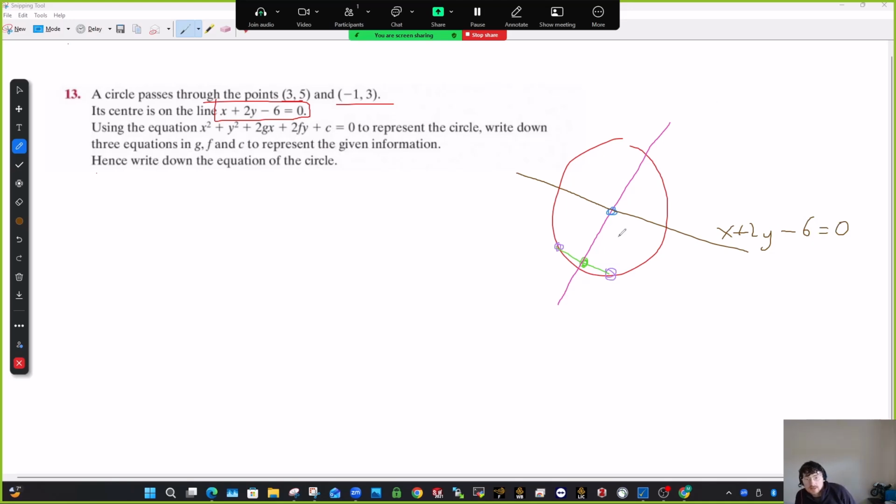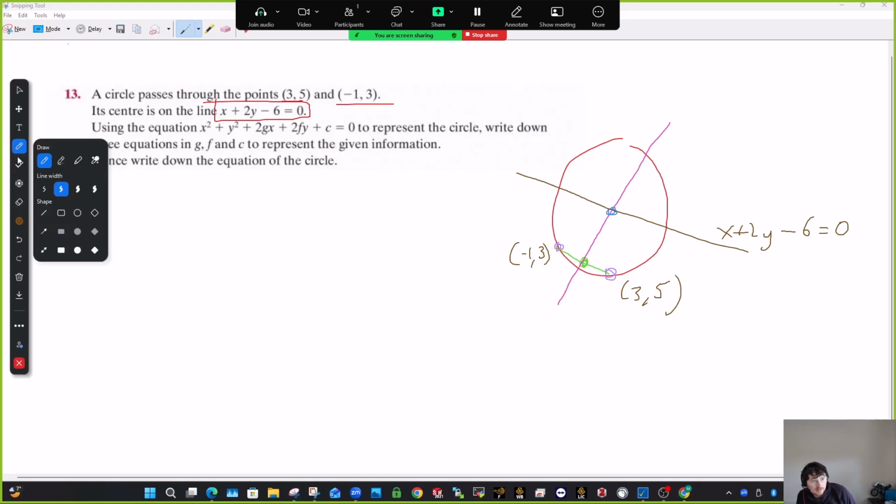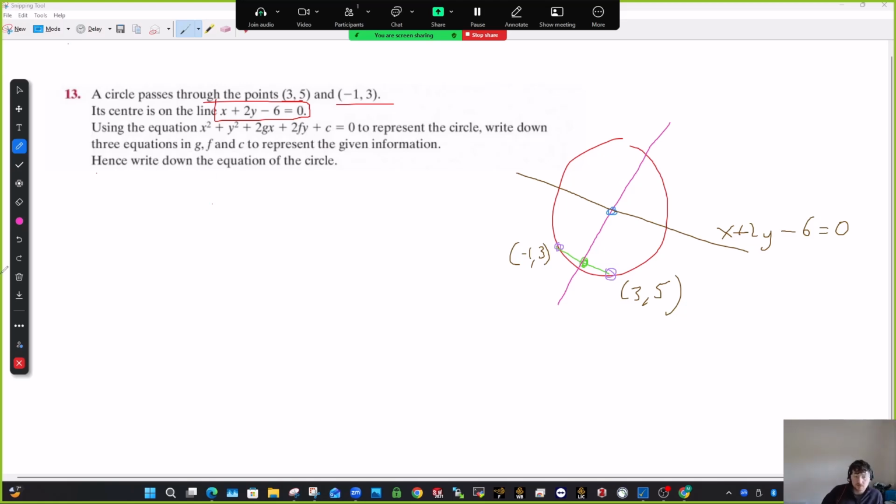And so then I know I can use simultaneous equations with my pink and brown line and get the center, and then get the distance from there to one of my other points here. But this one's minus 3, and then this one was 3, 5. Okay, so that's using the bisector method. They didn't want us to do it this way. They wanted us to use the GF and C method, but they'll never in an exam force you to use one method or the other. You'll have the option to use whichever one you want.